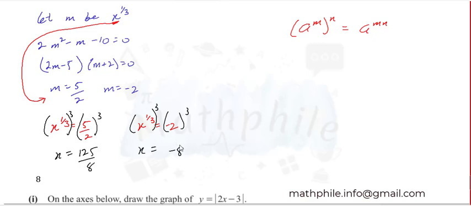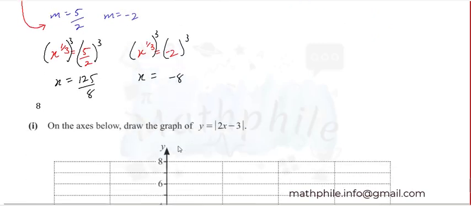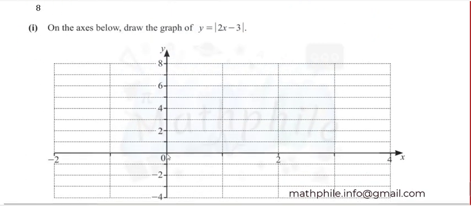So we are 24 minutes into the video. Let's see if we can make the 30 minutes. We do this in less than 30 minutes. Question number 8. And I think this is the last question. On the axis below, sketch a graph of y equal to modulus of 2x minus 3.